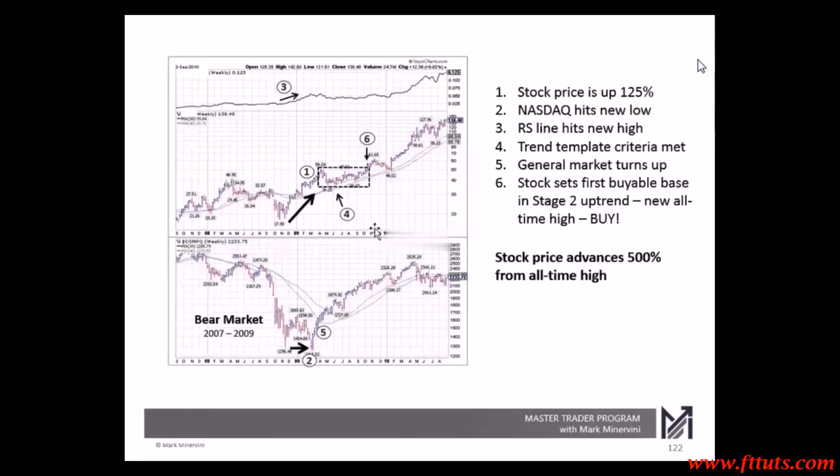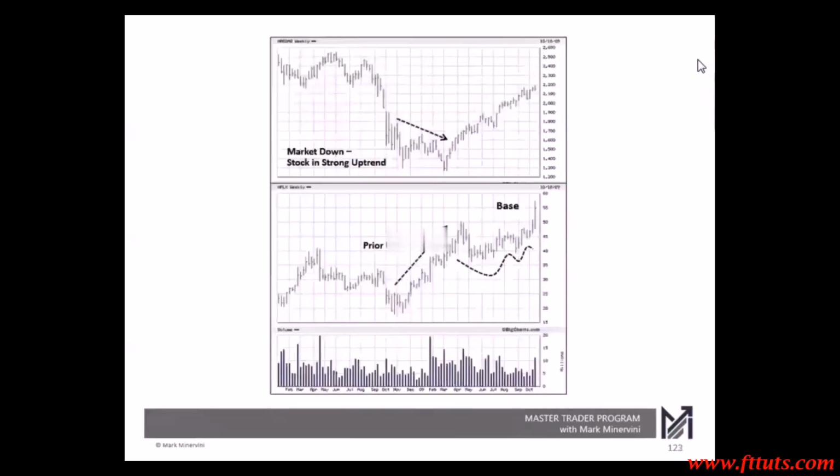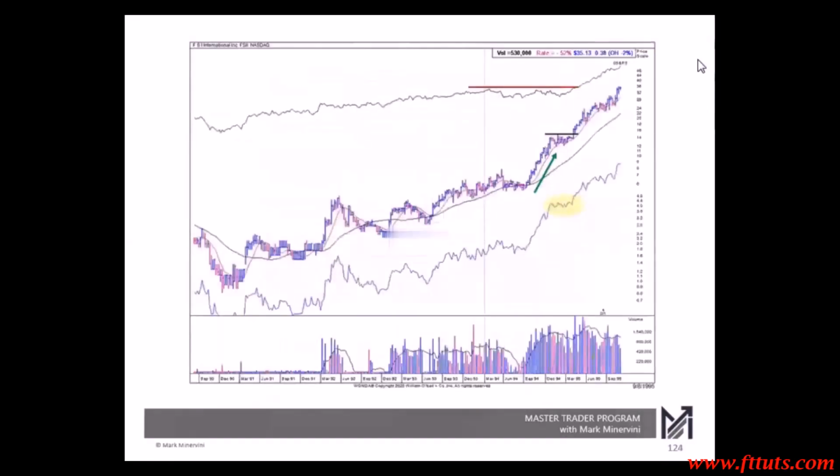So again, this stock went up from this point right here, went up 500% in a relatively short period of time, but then went up thousands and thousands of percent subsequent to that. Most of you know the Netflix story, of course. This is a weekly, looking at the Nasdaq here, and this is Netflix. You can see again there's the big strong uptrend. And now as the market moves up, Netflix goes sideways and forms that base, all within the context of a stage 2 uptrend.